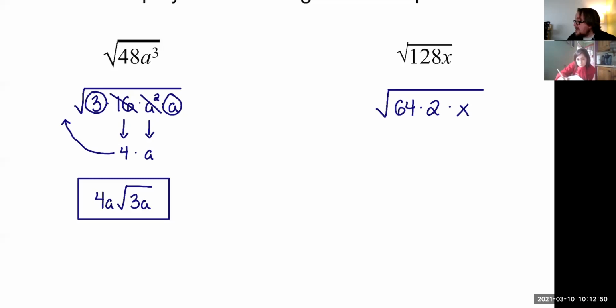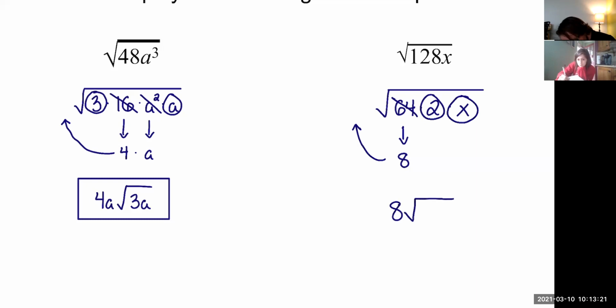But now that we've broken things down the best we can, can I take the square root of 64? Yes. What do I get? 8. So the 64 can be removed. Can I take the square root of 2? No. Could I break it down any further? No, it's prime, so it stays. And we've already kind of answered the question. We couldn't do anything more with x, so it stays as well. So all we can take out this time is an 8, which leaves us with 8 times the square root of 2x.